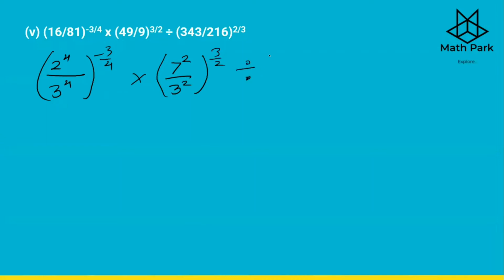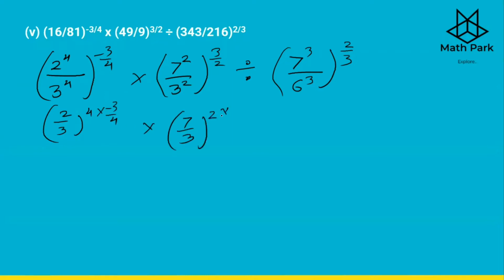343 is the cube of 7, so this is 7 cube, and 216 is the cube of 6, so it is 6 cube, and this all is raised to 2 by 3. So this becomes (2/3) raised to 4 multiplied by minus 3 by 4, into (7/3) raised to 2 multiplied by 3 by 2, divided by (7/6) raised to 3 multiplied by 2 by 3.